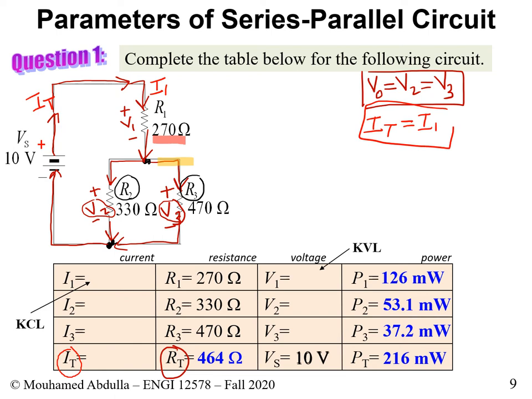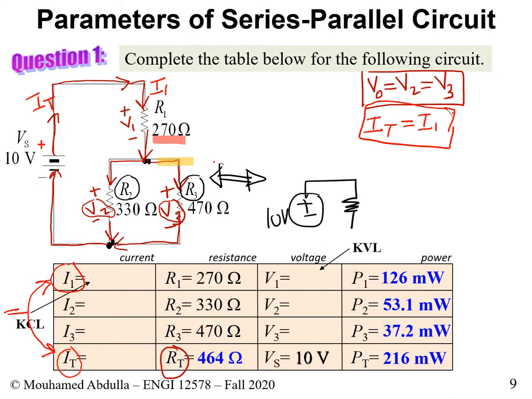So this is another interesting observation that we make, which basically means that I1 and I total are the same. They will be equal. Now the question is, how do you determine them? Well, one way is to show that this circuit can be represented by an equivalent circuit, made up of a source of 10 volts and just one resistor. Instead of having these three resistors connected in a series-parallel way, we just have one resistor, and this resistor is our R total that we found here.